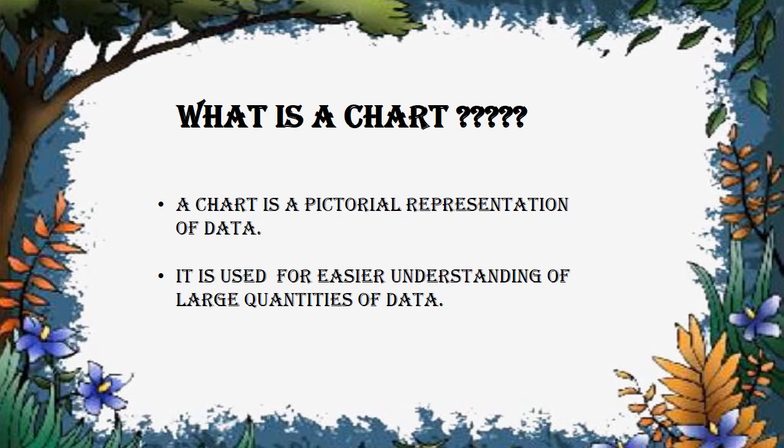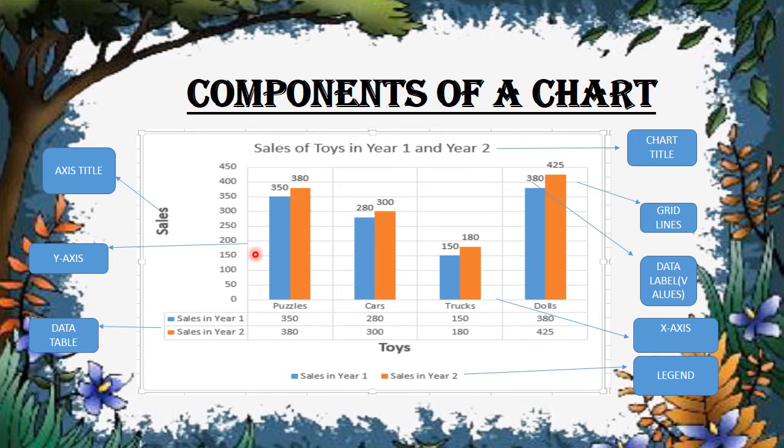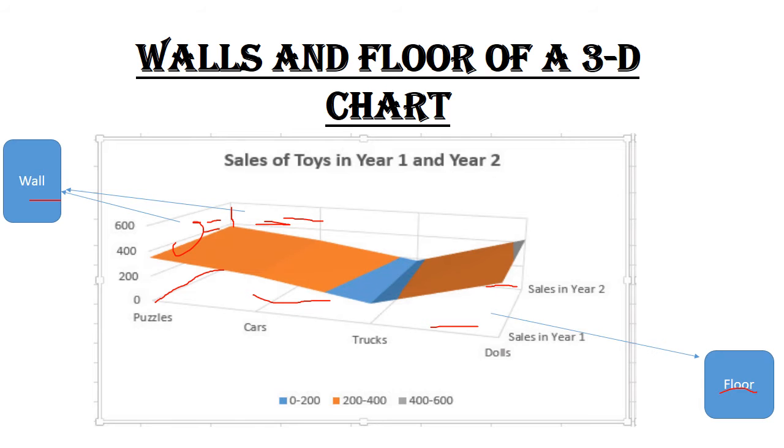And you know very well that an Excel worksheet will be in a tabular format. It means it consists of rows and columns, isn't it? So in an Excel worksheet, it is very easy to create a chart, a column chart, isn't it? In this, how many axes have we seen? Two axes, isn't it? X-axis and then Y-axis, isn't it? In a 3D chart, you will have three axes.